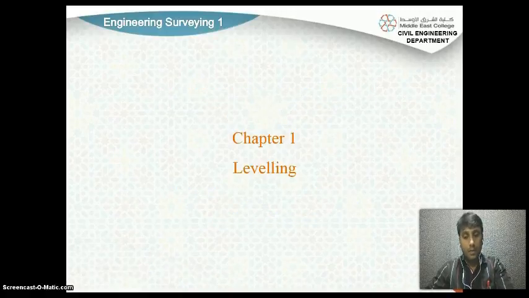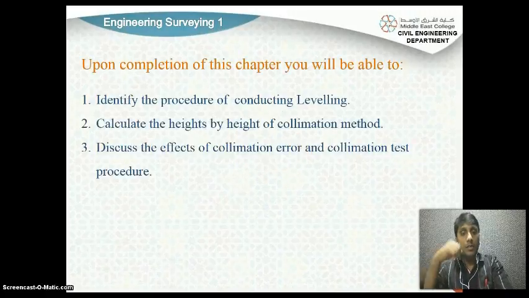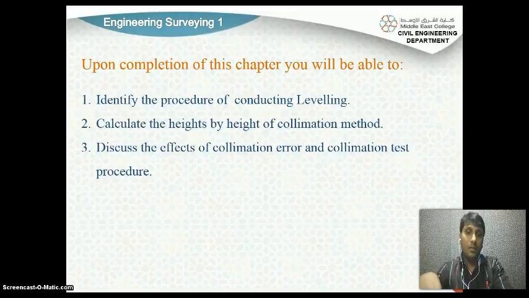So here chapter 1 is leveling. This is the learning outcomes of this presentation. Once you complete this presentation, you must be able to identify the procedure of conducting leveling. You can be able to calculate the heights using height of collimation method.